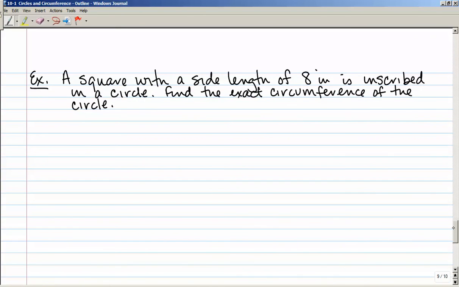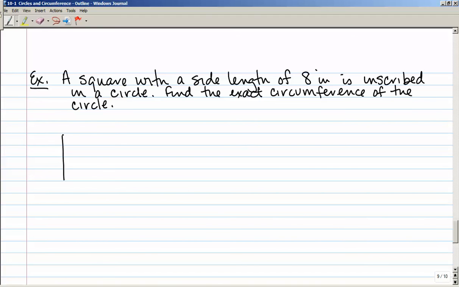And here's a couple examples. A square that has a side length of 8 inches is inscribed in a circle. Find the exact circumference of the circle. So this could be a little challenging for me to draw here. So the square is inscribed inside the circle.